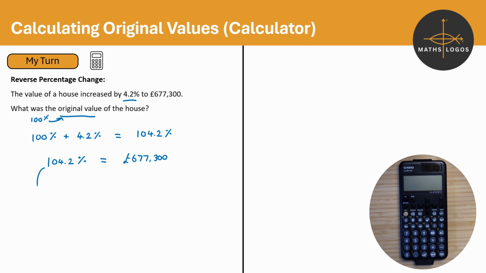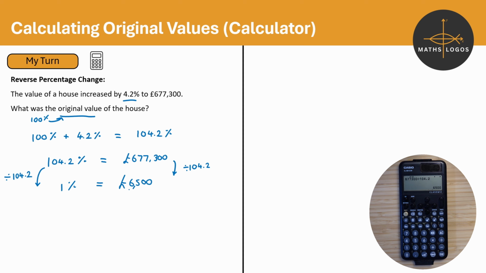And what I can do is I can divide this number to get to 1%. And remember that any number divided by itself gives us 1. So I'm actually going to divide by 104.2. That would give me 1%. I need to divide this side by 104.2 as well. And then I'll use my calculator to do that. So we've got our 677,300 divided by our 104.2. Hit the execute button and that tells me my answer is £6,500.